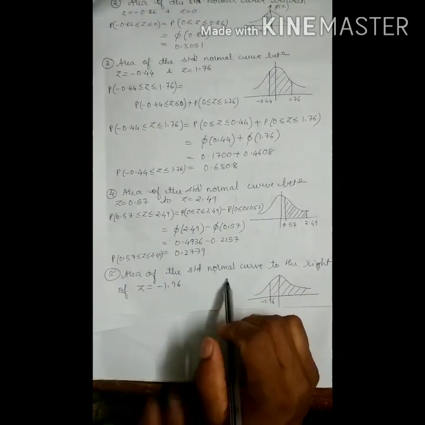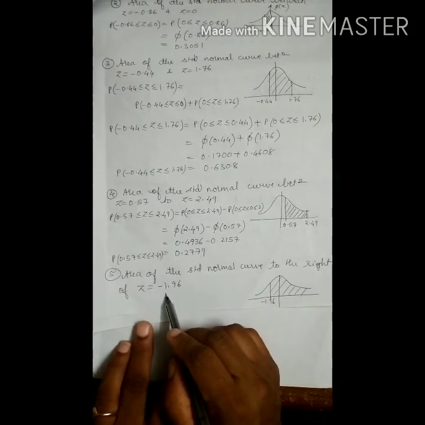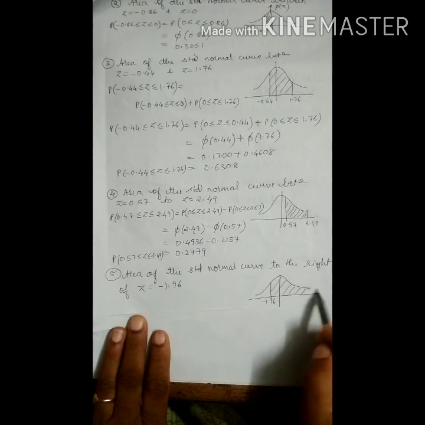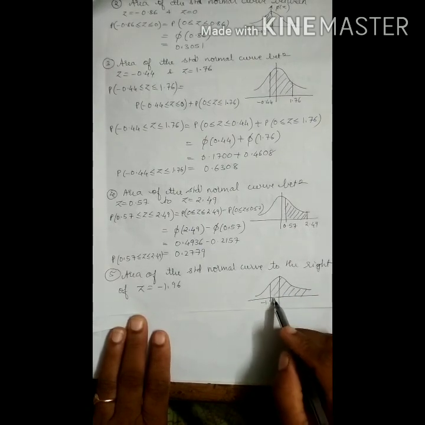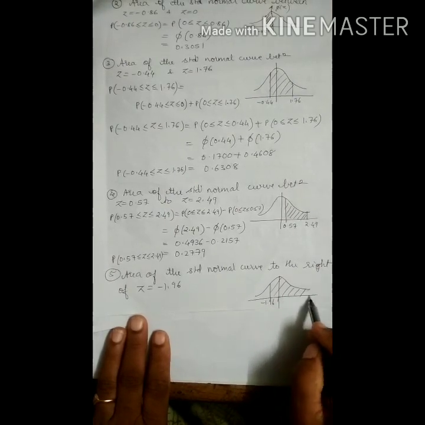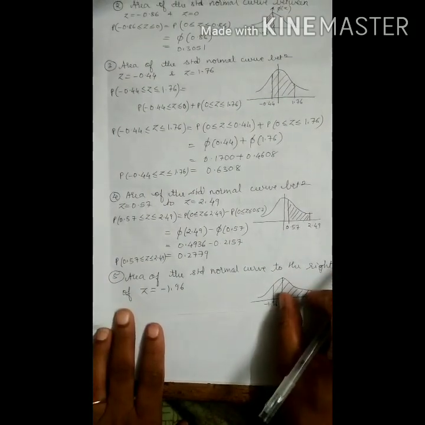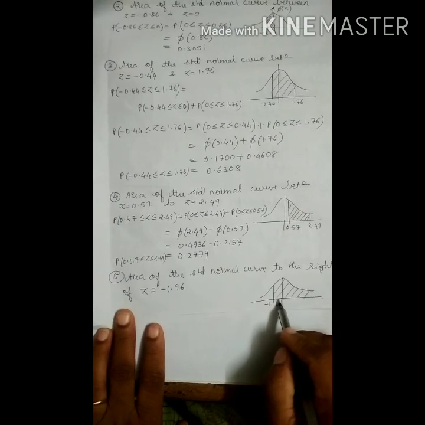Next, the area of the standard normal curve to the right of z equals minus 1.96. Right of means from here, this side. So this area you have to find. It is minus 1.96 to 0 and 0 to infinity, because right side means the whole area. The 0 to infinity area you know is 0.5, and add this area.